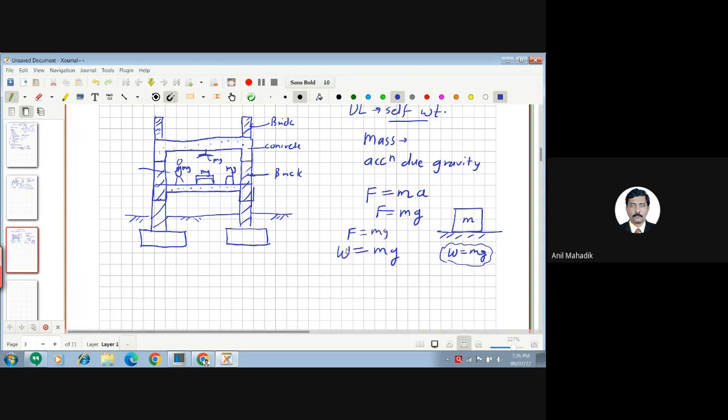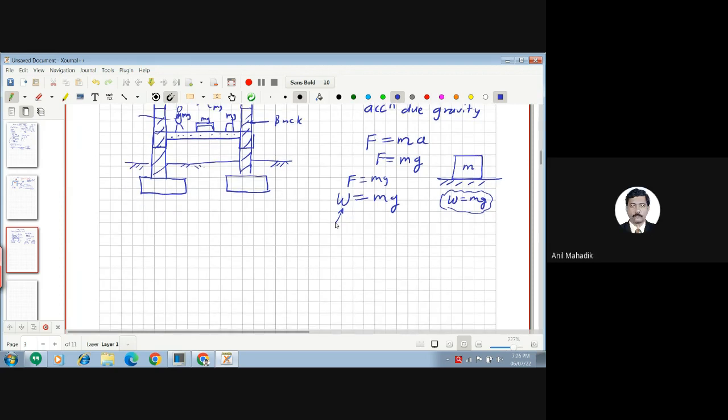So what is the unit of weight or unit of force? Newton, or kg. Generally, we can say Newton, or you can say kilonewton, depending on the mass, which is in kg actually. And what is the unit of this gravitational acceleration? Meter per second square. Yes, the unit is meter per second square, right? So you should know these units.